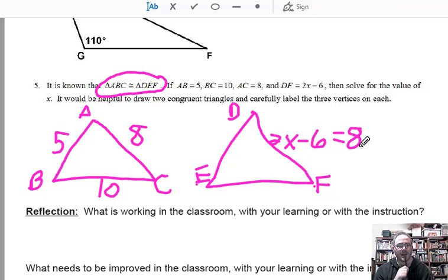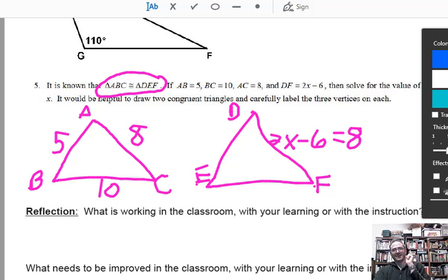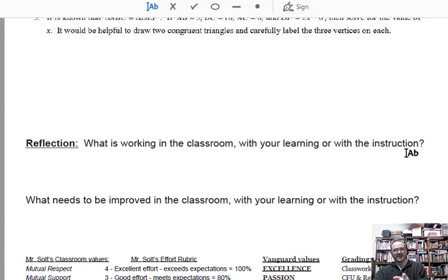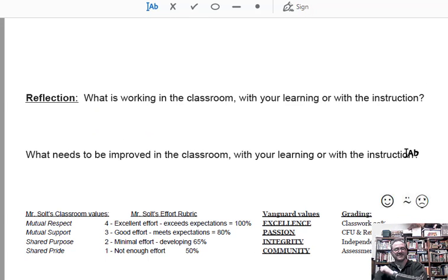We solve for the value, and it would be helpful to draw, and it says in the instructions, it would be helpful to draw 2 congruent triangles and carefully label 3 vertices of each. Yes, it is very useful to do exactly that. All right, pause the video here if you need more time to work on this. Give me that reflection when you're done.